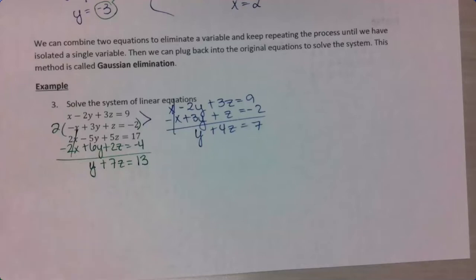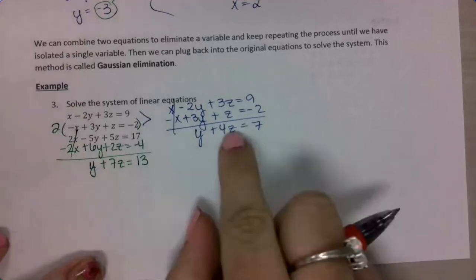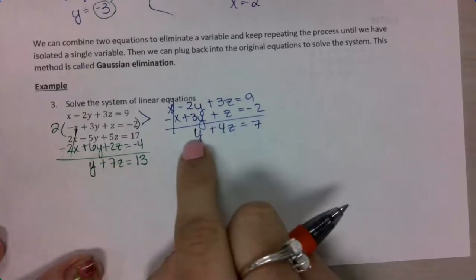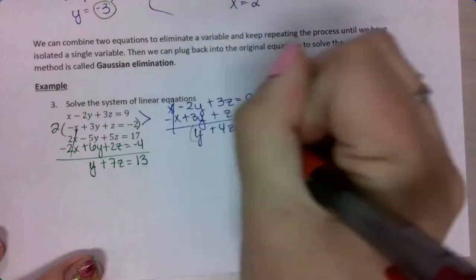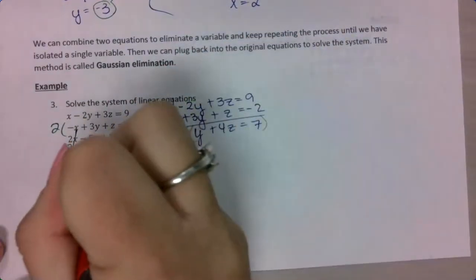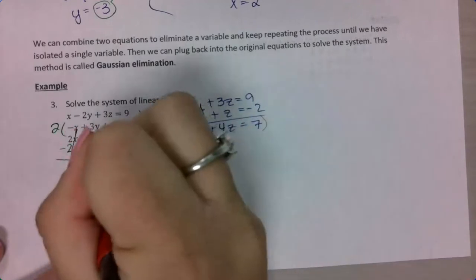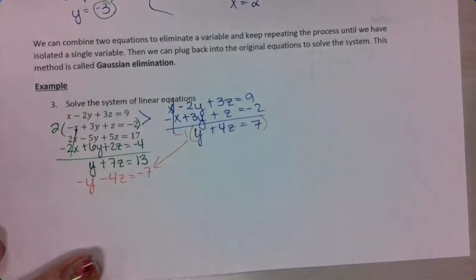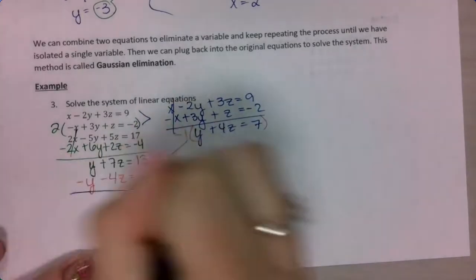Then what I want to do is put these two equations together and get rid of one of my variables. Since I already have y's with the same coefficient, I'm going to take this blue one and multiply by negative 1 and write it down here. So it's going to give me negative y minus 4z equals negative 7. And then I want to go ahead and combine these two equations.